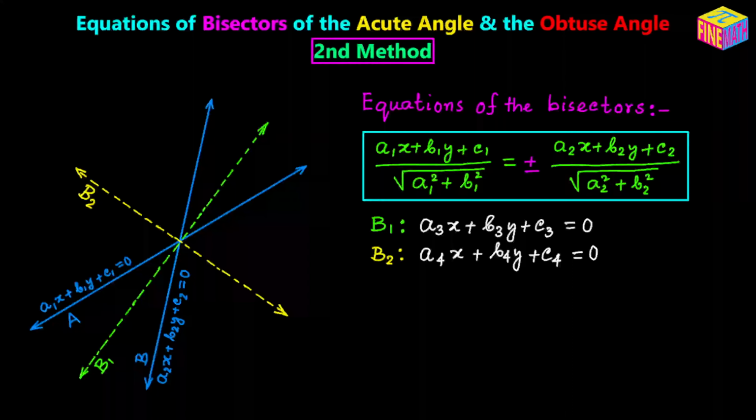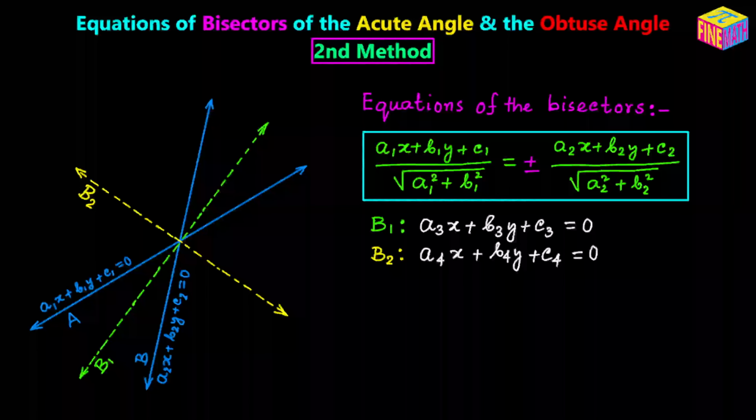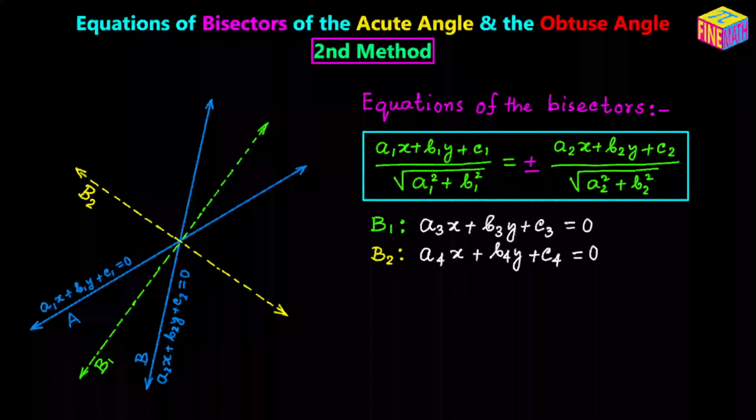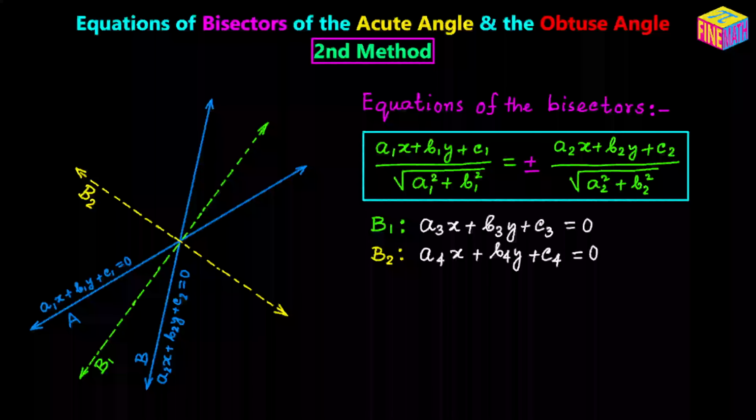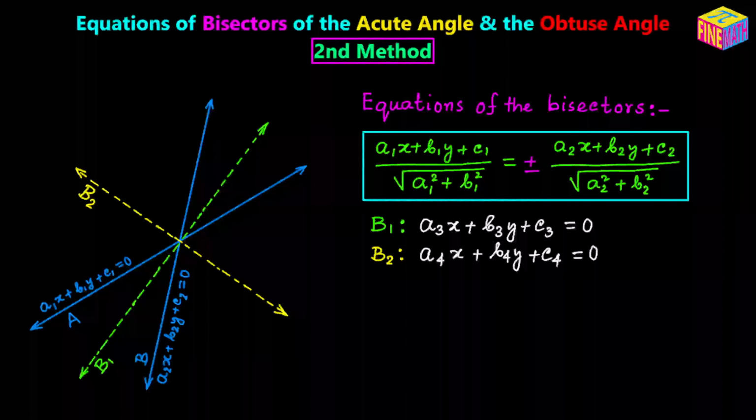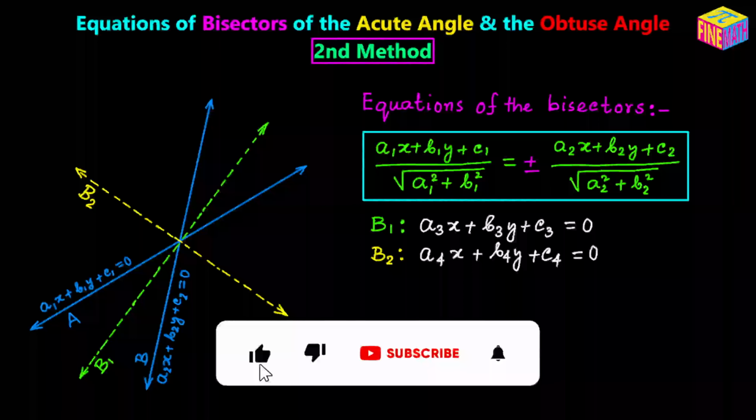Hi everyone, this is the second video on how to find out which bisector is the bisector of the pair of acute angles and which one is the bisector of the pair of obtuse angles. In the previous video we discussed method 1, and in this video we are going to discuss the second method, where we will be using another technique to find out which bisector is the bisector of the acute angles and which one is the bisector of the obtuse angles.